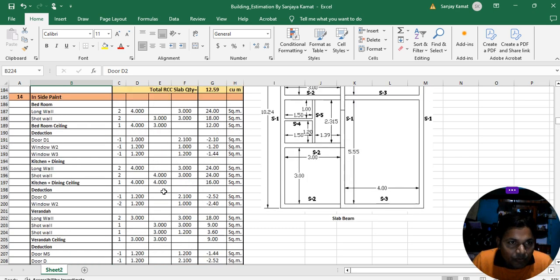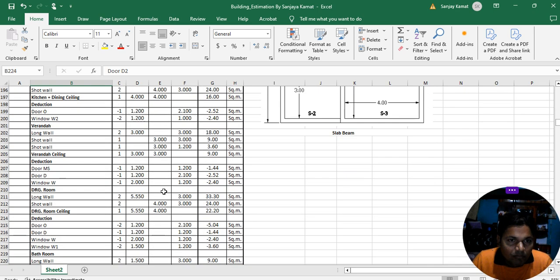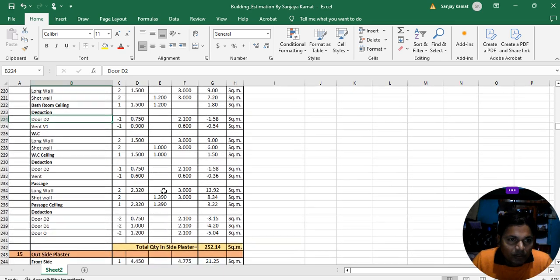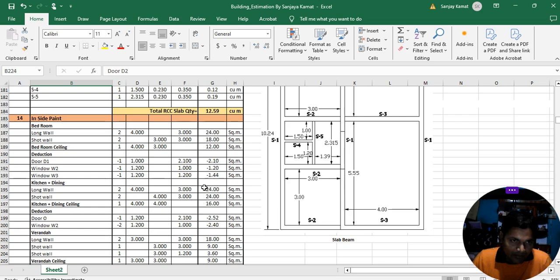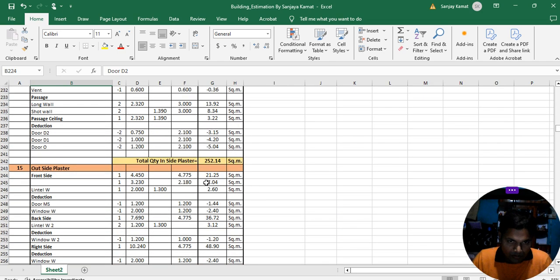How much total paint is required here? You can see, 252.14 meter square. This much paint is required. This much area is required and this much volume is required.